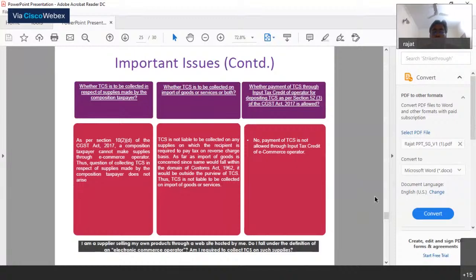Another important issue is whether tax collection at source is to be collected in respect of supplies made by composition taxpayers. No. The answer is, as per section 10(2) of the CGST Act, a composition taxpayer cannot make supplies through an e-commerce platform. Therefore, the question of collection of TCS does not arise.